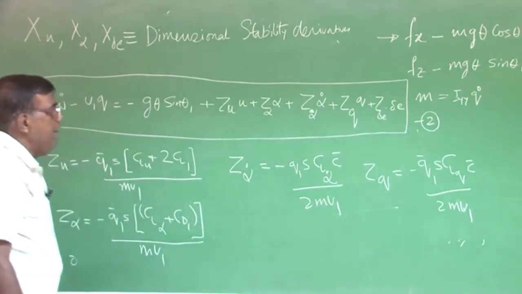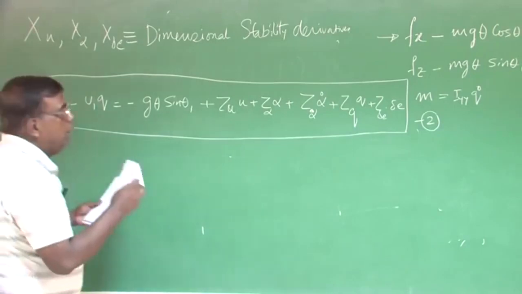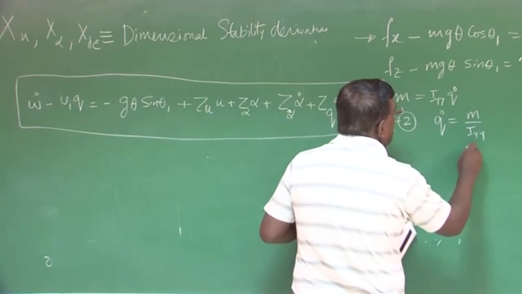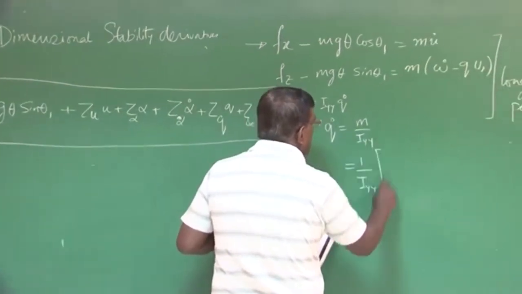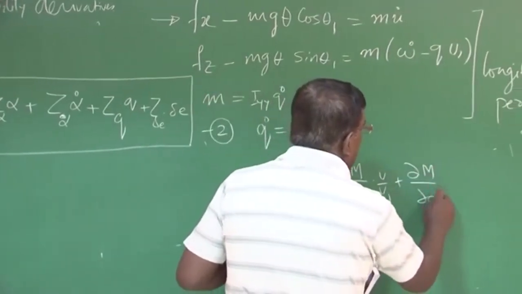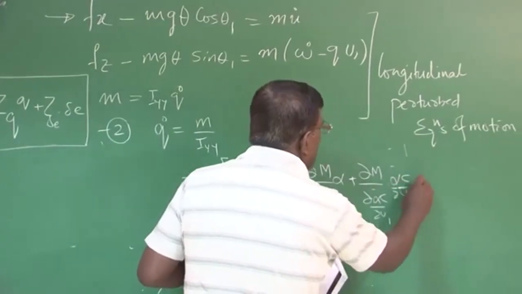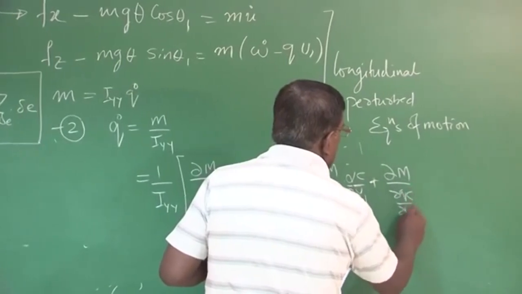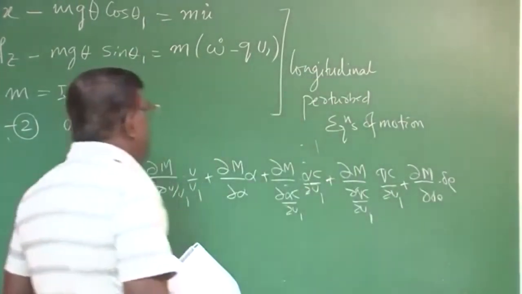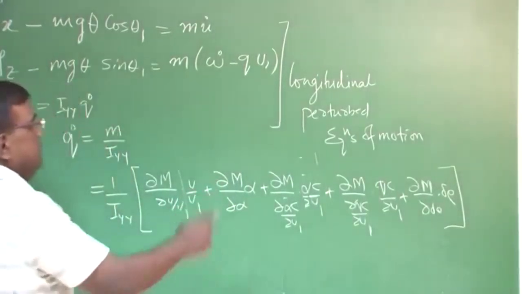Similarly for M, we will get an equation of the form. You know that M equals Iyy q dot, so I can write q dot equal to M divided by Iyy. And again for M, I will write dM/du by u1 into u by u1 plus dM/d alpha into alpha plus dM/d(alpha dot c by 2u1) into alpha dot c by 2u1 plus dM/d(qc by 2u1) into qc by 2u1 plus dM/d delta e into delta e. Of course, by now you are expert that these partial derivatives are to be evaluated at steady state.